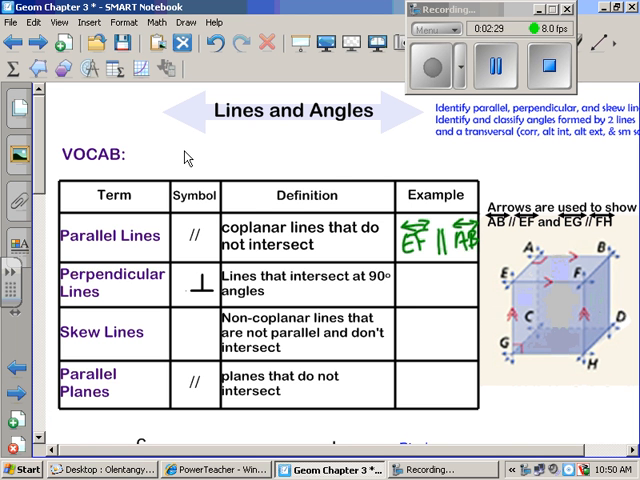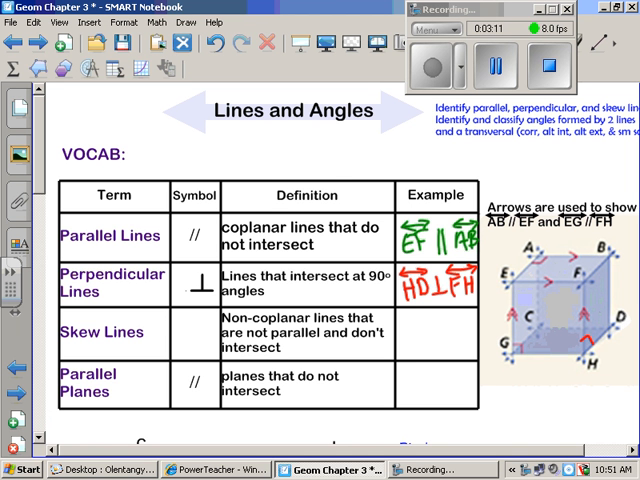So let's keep HD. And what line crosses HD at 90-degree angles? Here's HD. What line crosses at 90-degree angles? FH, right? Because it's right here. Yeah. It crosses at the 90-degree angle right there. So FH and HD. And the symbol for perpendicular is an upside down capital T. So that says HD is perpendicular to FH.